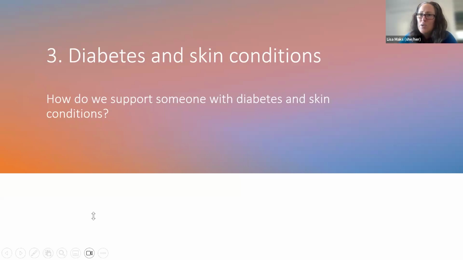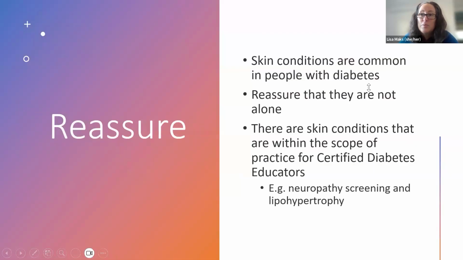So now, as a certified diabetes educator, we want to talk about how we could support someone with diabetes and skin conditions. There are things we can help with, and there are things that possibly we need to refer out for. So we know that skin conditions are common in people with diabetes. We want to reassure them that they're not alone. There are skin conditions that are within the scope of our practice here. So some examples would be neuropathy screening and lipohypertrophy. We can counsel on this, but we need them to know that this is common, they're not alone.